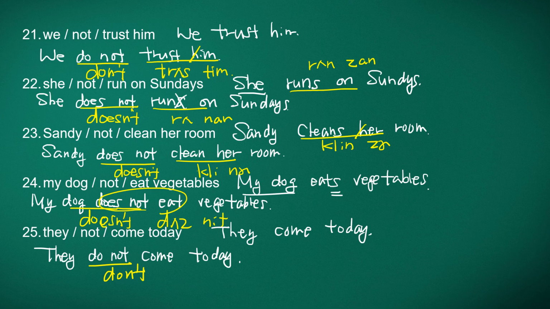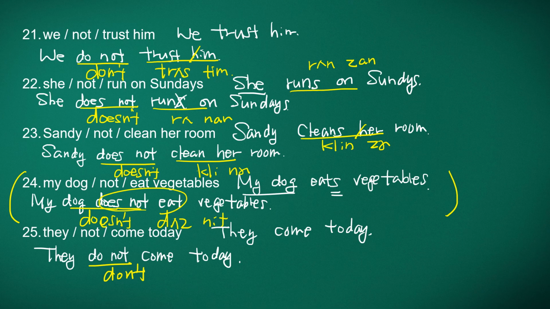My dog eats vegetables. My dog does not eat vegetables. My dog doesn't eat vegetables. So this one has three different ways to pronounce this. My dog eats vegetables. My dog does not eat vegetables. Does not eat. So my dog does not eat vegetables, and my dog doesn't eat vegetables.